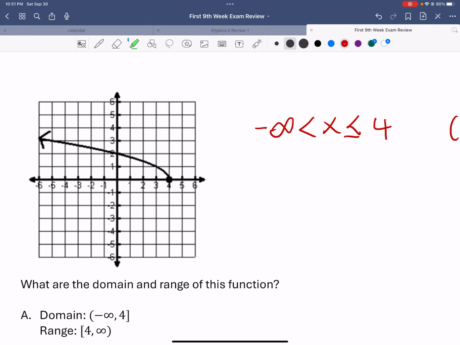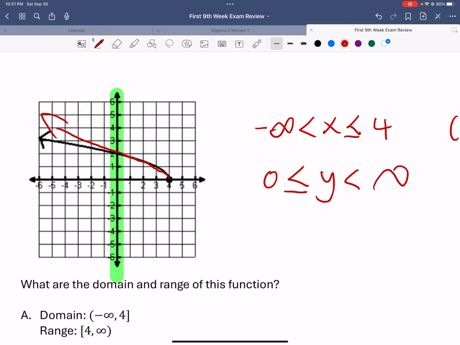Now, I think a lot of people are confused with the range. So range is a y value, right? What's the lowest point this one can go? It's not 4, because 4 is for x. The y value is the one that I highlighted, and this point is at 0. And the highest point is going to the left, but it keeps going up, so that one is positive infinity.